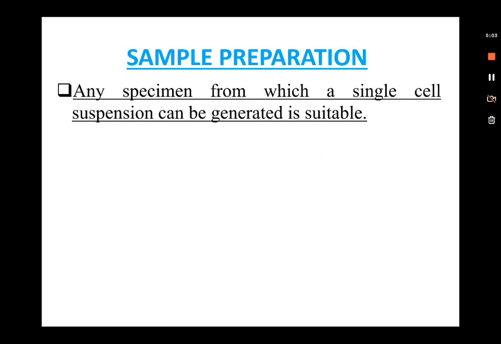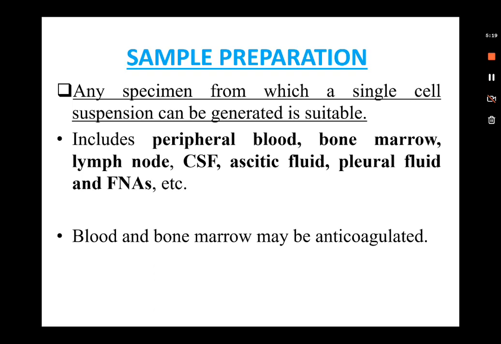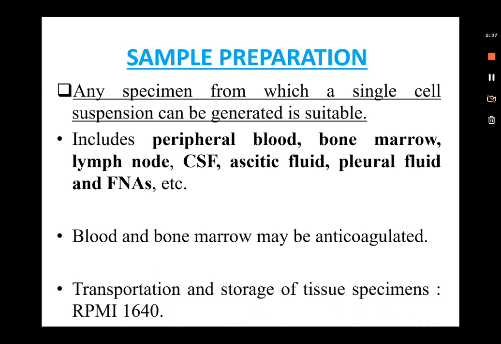Now, how do you prepare the sample? Any specimen from which a single cell suspension can be generated is suitable. So, of course, your blood, your bone marrow, your CSF fluids, or even your FNA. So, peripheral blood, bone marrow, lymph node, CSF, ascitic fluid, and your aspiration cytologies. Blood and marrow can be anticoagulated. You can use heparin or EDTA or ACD, but most commonly heparin is used. And if you want to transport or store the tissue specimen, you can use culture media like RPMI 1640.